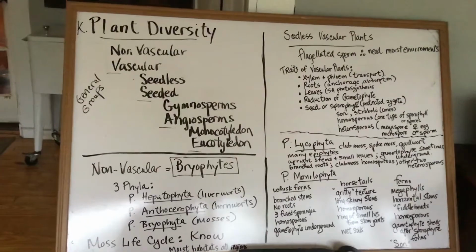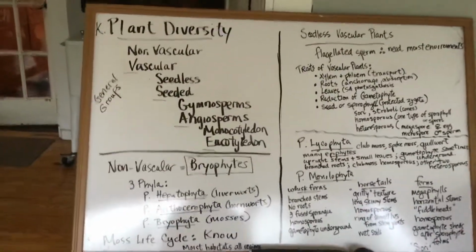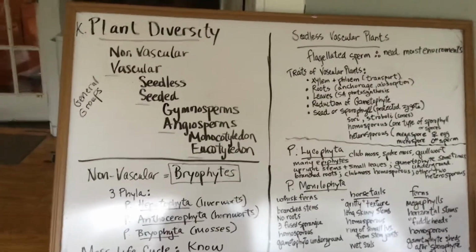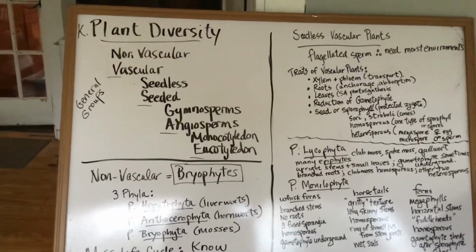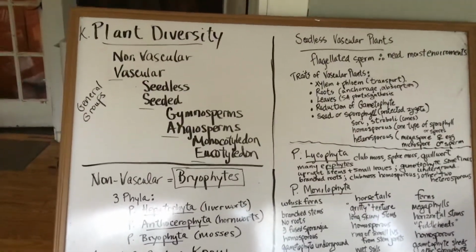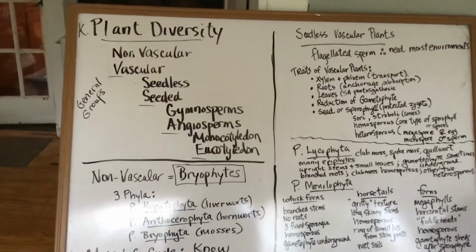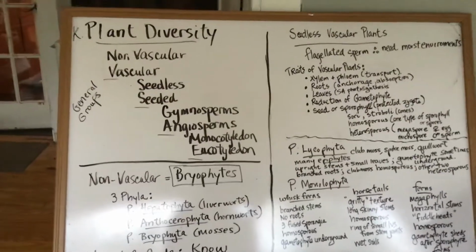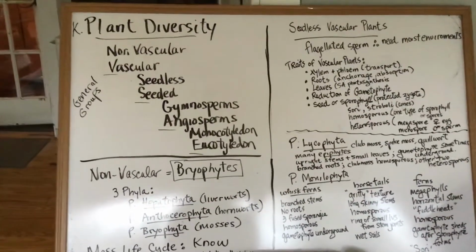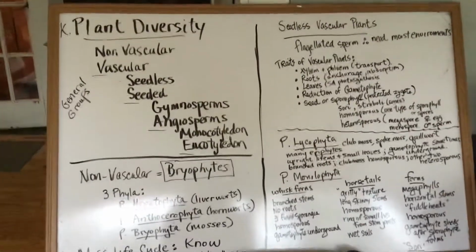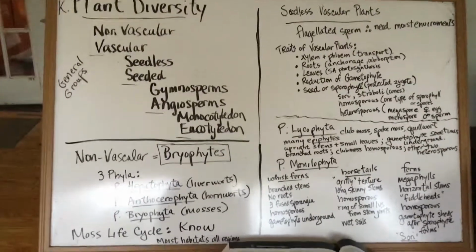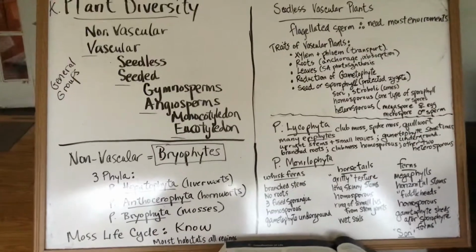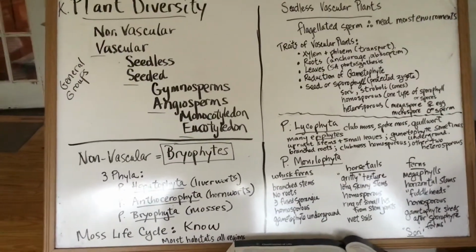the groups. So first of all, plant diversity, there's two basic types, non-vascular and vascular. And what that's referring to, of course, is the vessels that go through the plant that transport water and nutrients through the plant, including photosynthates, which are sugars. And then underneath the vascular, there are two main groups, seedless and seeded. And then underneath the seeded, there are two main groups, gymnosperms and angiosperms.